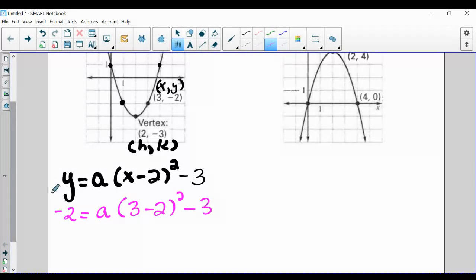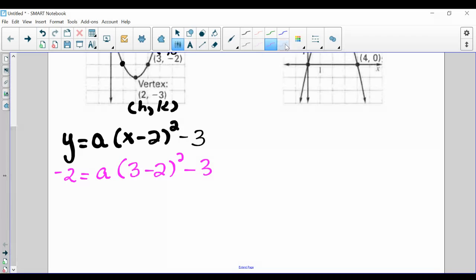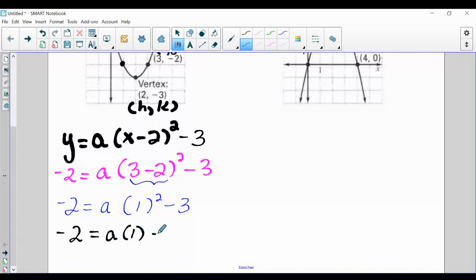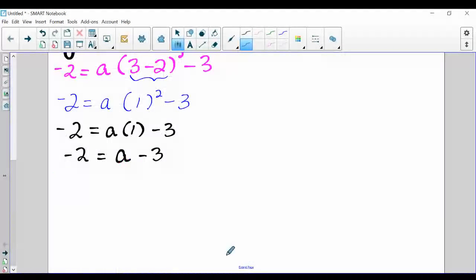and so now we have to follow our order of operations. Parentheses first, simplify what's in the parentheses, and we'll get 1 squared minus 3. After parentheses, we're going to work with the exponent. 1 squared is 1, so we'll have negative 2, and we'll have a times 1 minus 3. Next is multiplication, so we'll have negative 2 equals 1a minus 3. And let's go ahead and isolate and solve for a. If we add 3 to both sides, we get a equals 1.